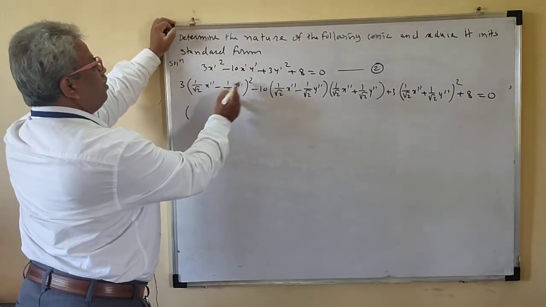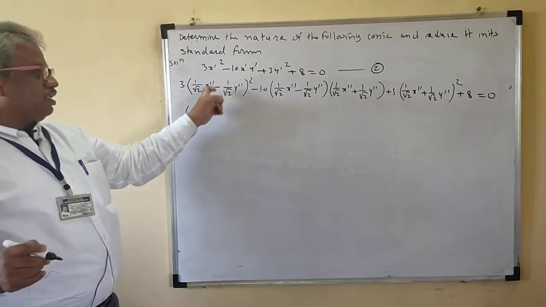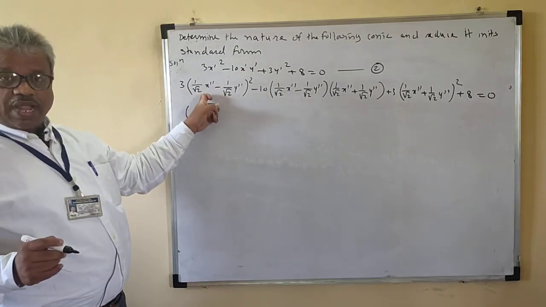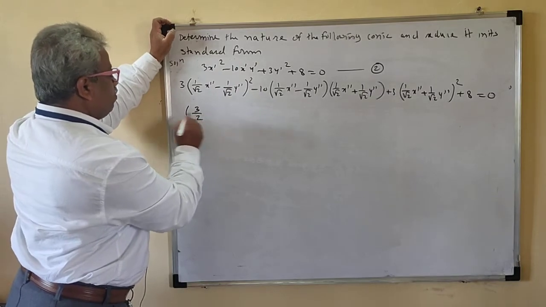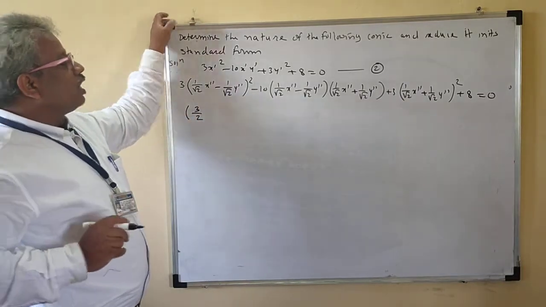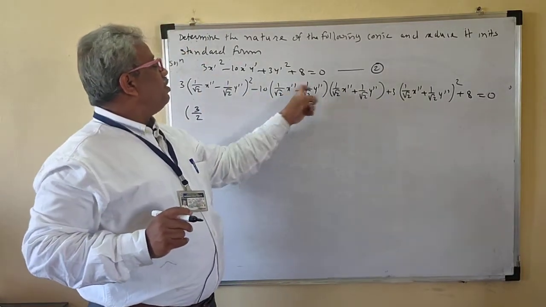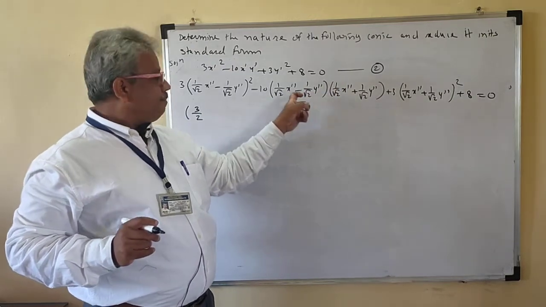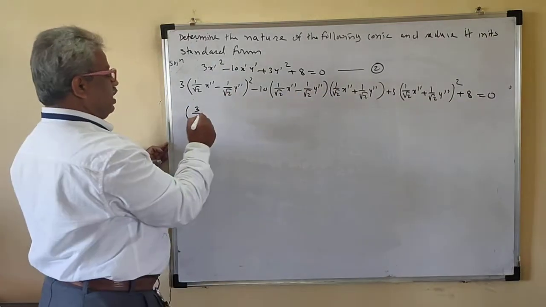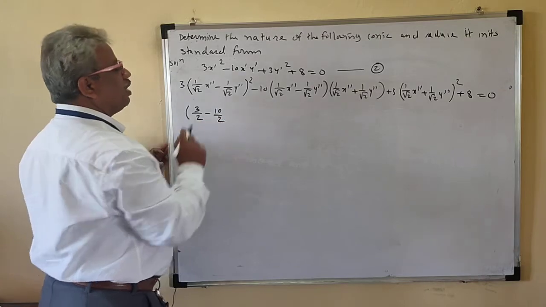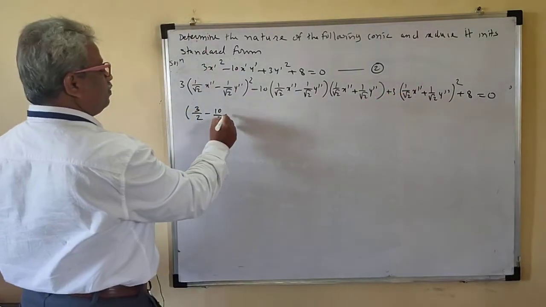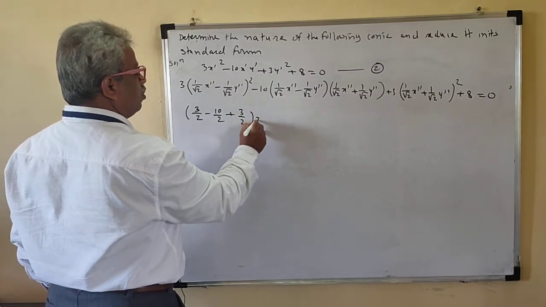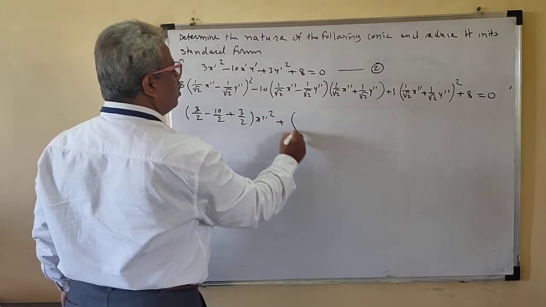So here we get x double prime square. If you expand this, that is 1 by 2, and outside there is 3, so this is 3 by 2. Then x double prime into x double prime is 1/2, and outside there is 10, so this is minus 10 by 2. Again here 1 by 2, so this is plus 3 by 2 x double prime square.